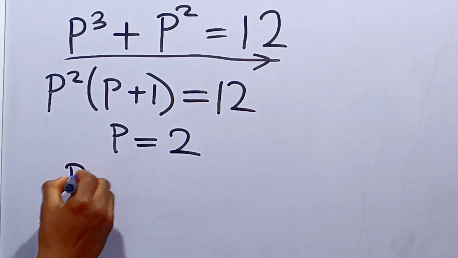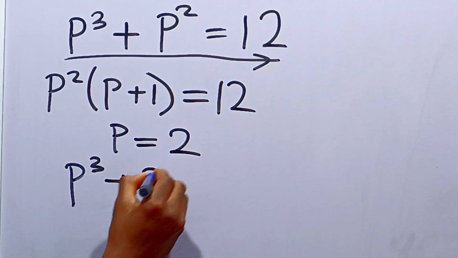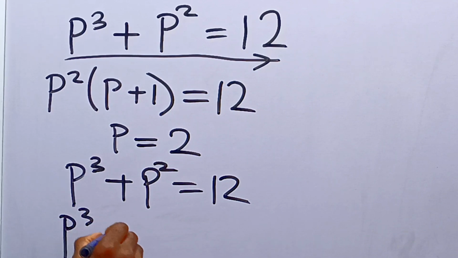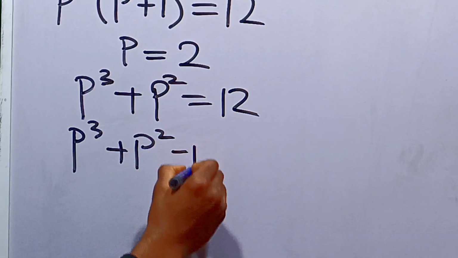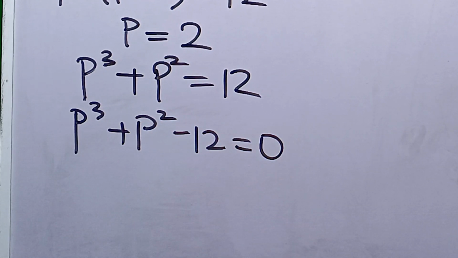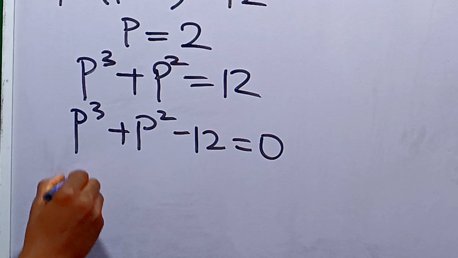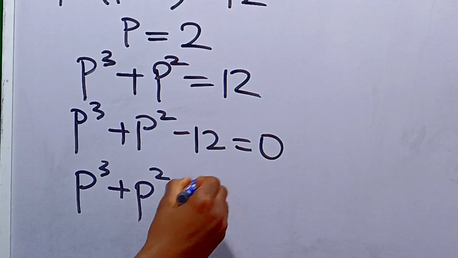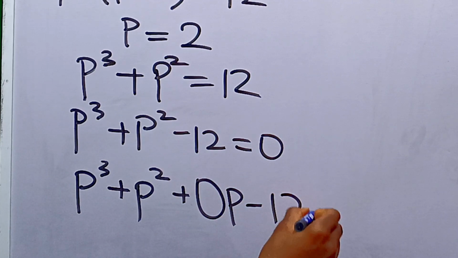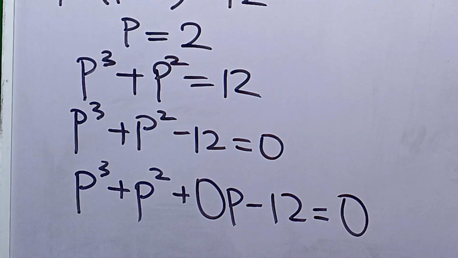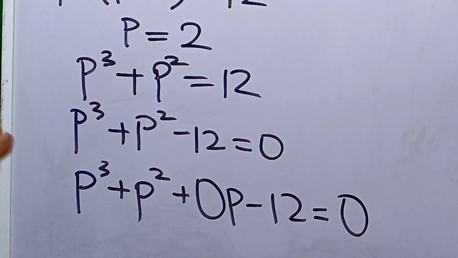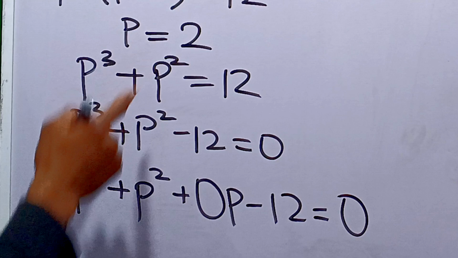So we have that p cubed plus p squared is equal to 12. Now we can re-express this as p cubed plus p squared minus 12 is equal to 0. Furthermore, we can express this as p cubed plus p squared plus 0p minus 12 is equal to 0. Again, the first answer we got is that p is equal to 2. This is very important because we need to divide this.